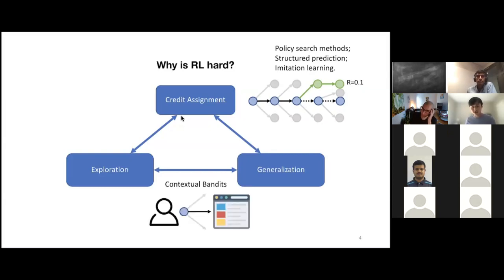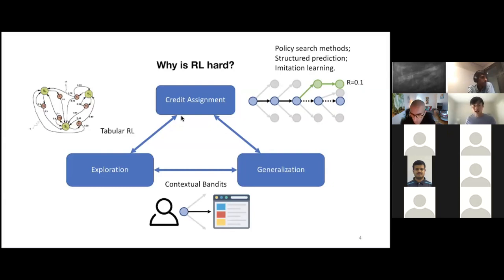And if you look at exploration and generalization, we have contextual bandit, right? So here you only make one-step prediction. So you don't need to worry about credit assignment because the outcome is just associated with the one action that you just made.